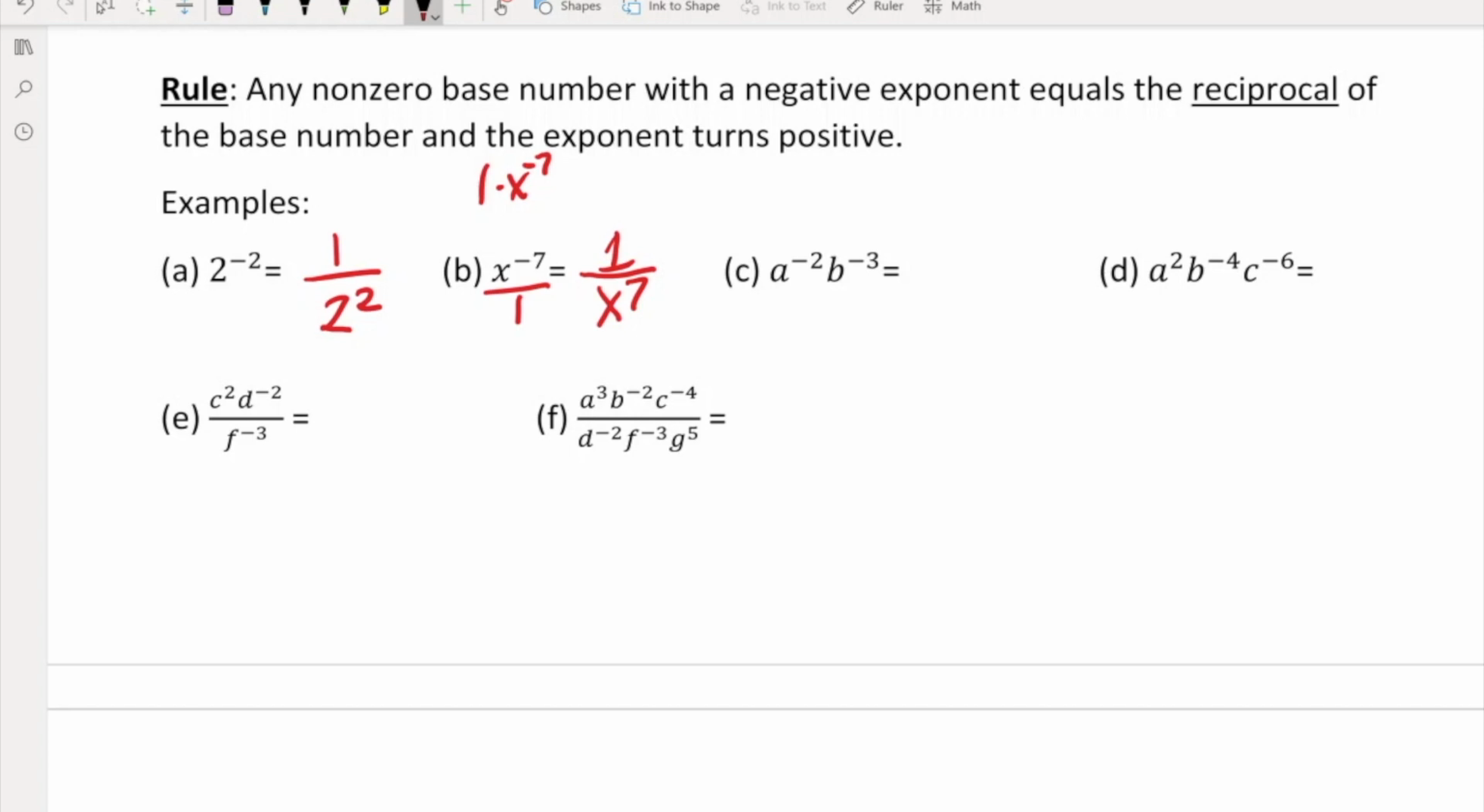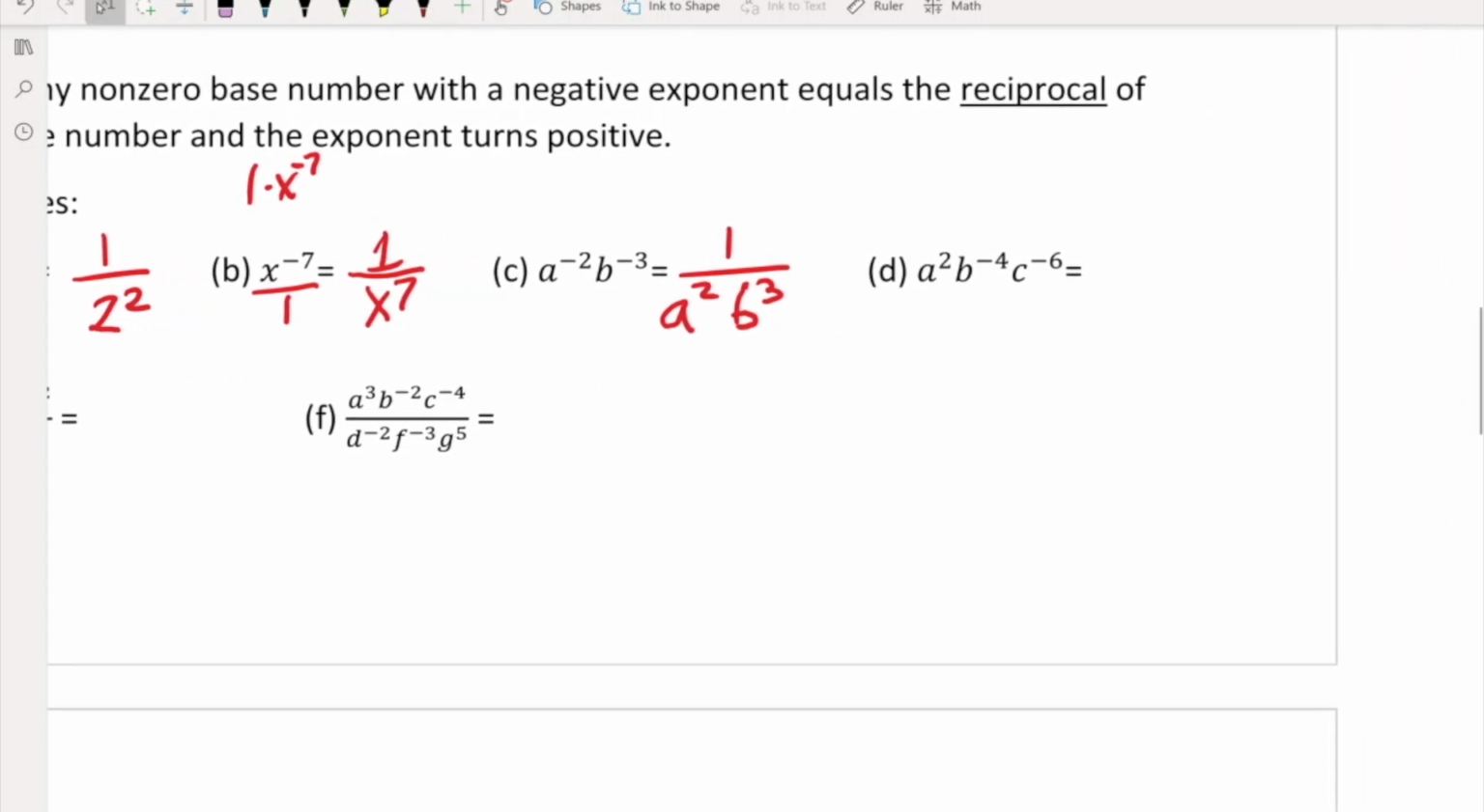It can happen with multiple variables in part C. 1 is still on top, A has moved to the bottom and now is positive, and B has moved to the bottom and now is positive. That doesn't mean that when you see a negative exponent, you simply move everything to the bottom of the fraction. In example D, A is still positive, so we're going to leave A on the top of the fraction, but we're going to move B to the bottom and make it positive. We're going to move C to the bottom and make it positive.